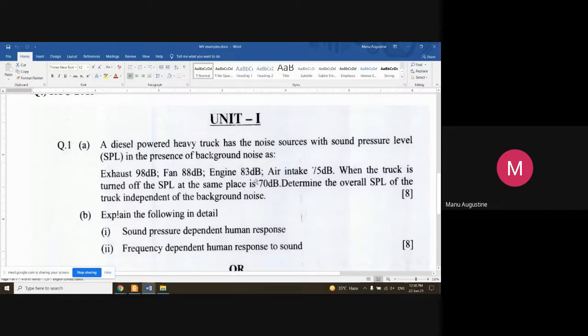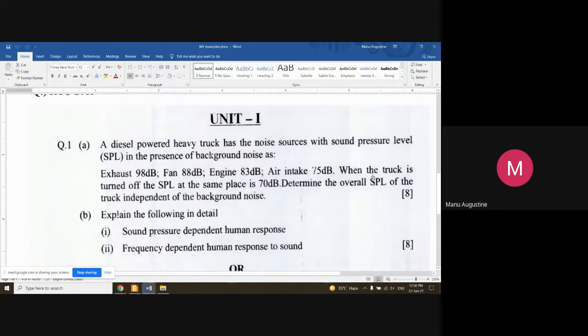Similarly, this 98 decibels contains both the noise of the background and that of the exhaust. Similarly, engine 83 decibels. That means 83 decibels is the total decibel of the engine noise and the background noise. And air intake 75 decibels. That means 75 decibels is the total of the background noise and the air intake combined.